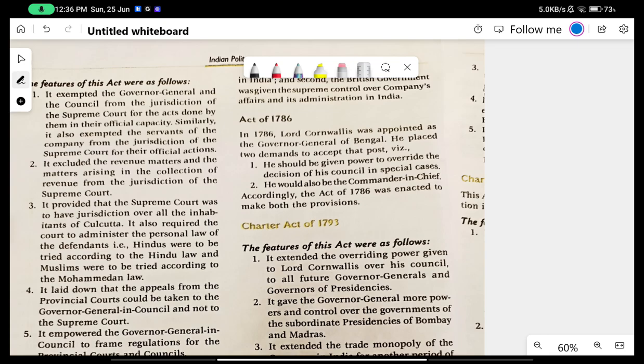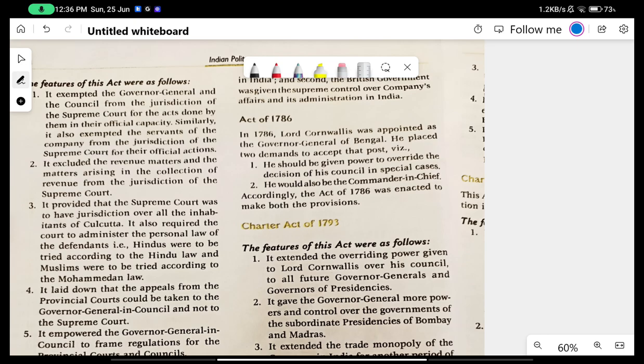The second power he wanted was that he would be the commander-in-chief of all the British Army of India, including army members who are not British. Obviously he was a military officer, right? A high-ranking military officer. So he said that I want the control of all the army that we have in India, Britain's army, which also included the Indian soldiers, that is the sepoys.